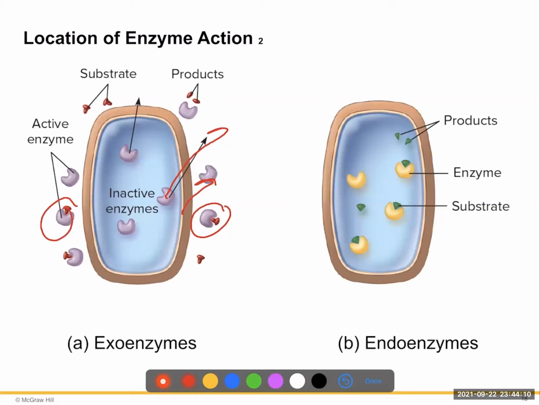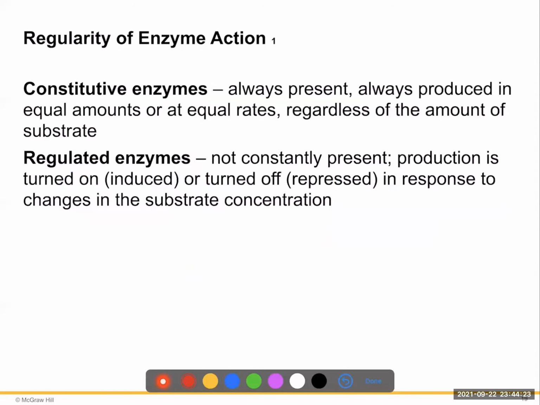B is an endoenzyme. These enzymes stay inside the cell. They bind to the substrate and perform their function there. So exoenzymes perform their action outside the cell. Endoenzymes perform their action inside the cell. Constitutive enzymes are always present.